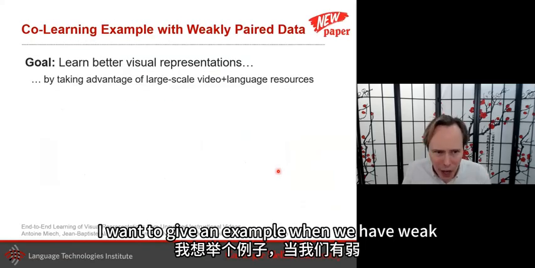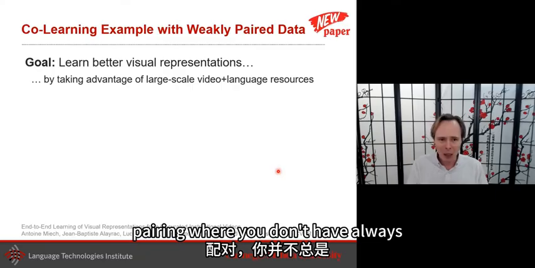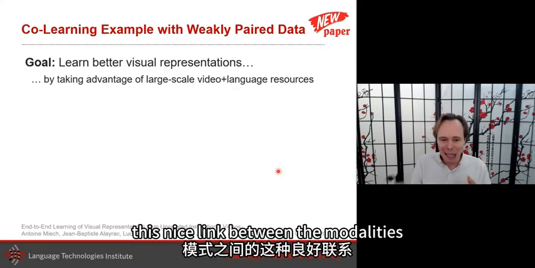I want to give an example of weak pairing, where you don't always have this nice link between the modalities.